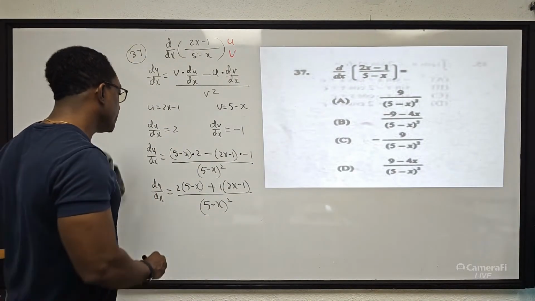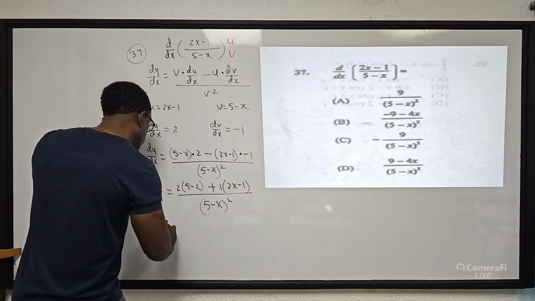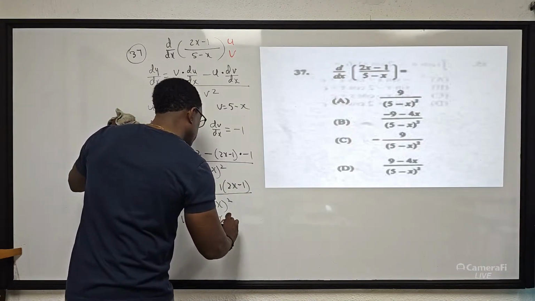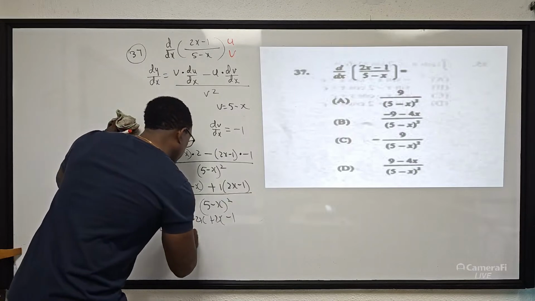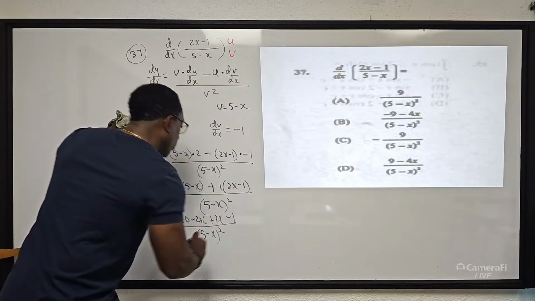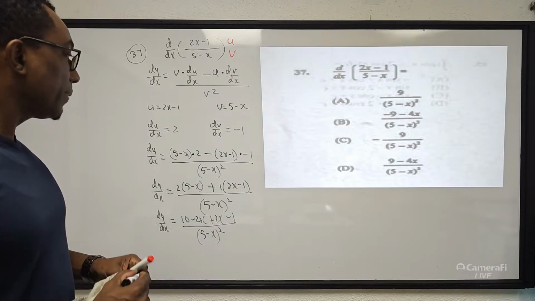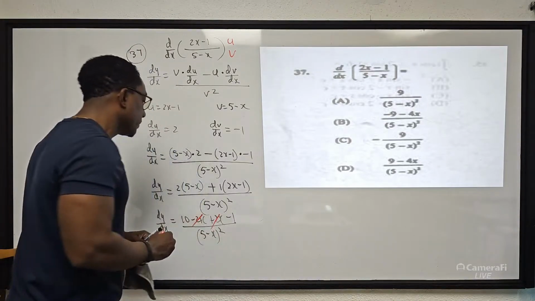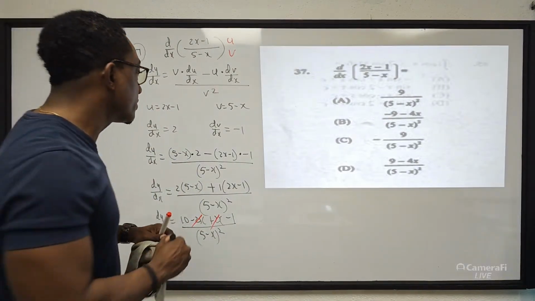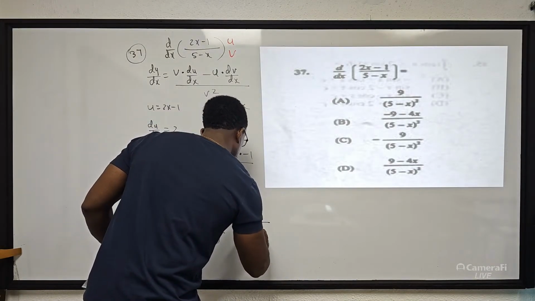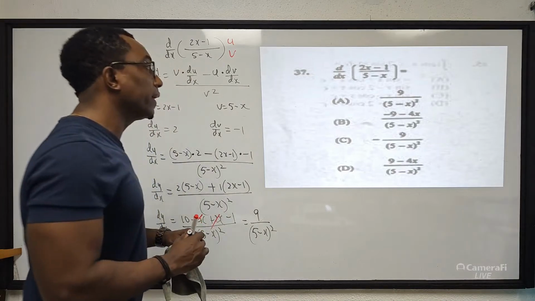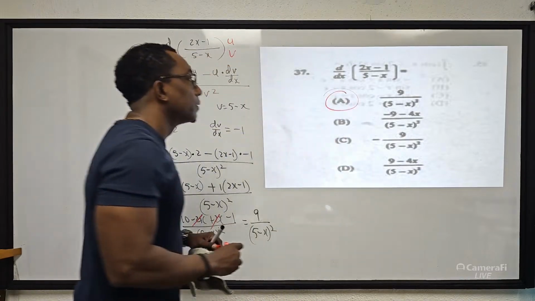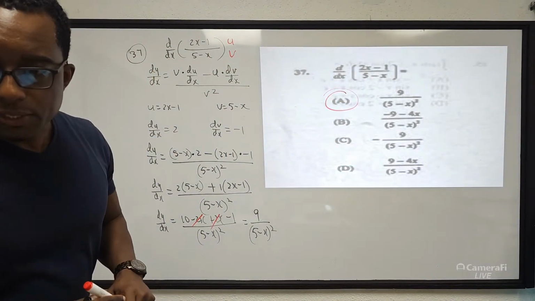So when I simplify that, let me simplify the numerator. dy over dx will be 10 minus 2x plus 2x subtract 1 all over 5 minus x all squared. And when I simplify that, clearly negative 2x plus 2x is 0. That cancels out. I'm going to say 10 minus 1 is 9 all over 5 minus x all squared, whose answer for 37 is A. So using the quotient rule, we got that result. So let's move on to 38.